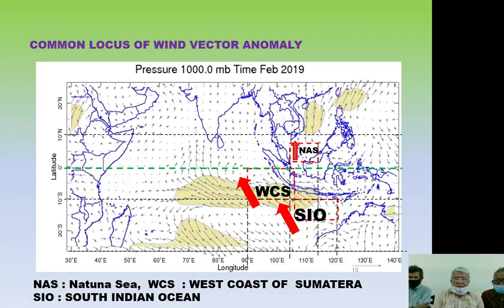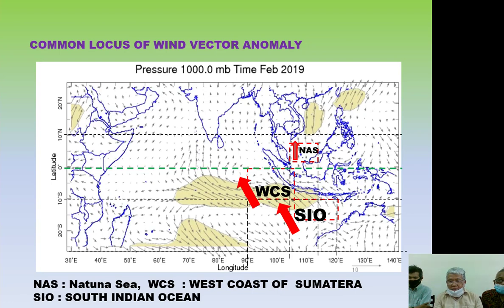Different things happen in the anomaly situation. You can see in this picture that wind of the South Indian Ocean, instead of moving to the north, moves to a different direction, which is northwest. The same thing happened with West Coast Sumatra winds.